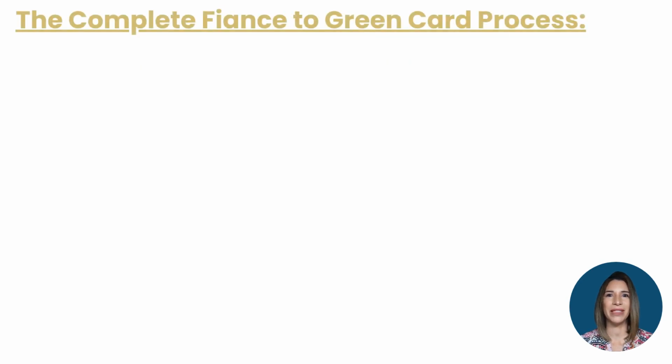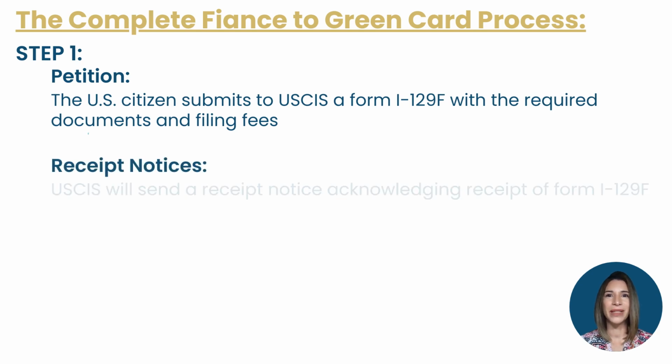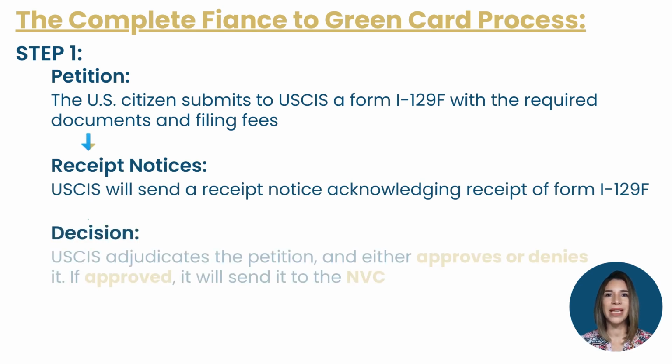The complete fiancé to green card process. Step 1. Petition. The U.S. citizen submits to USCIS a Form I-129F with the required documents and filing fees. Receipt notices. USCIS will send a receipt notice acknowledging receipt of Form I-129F. Decision. USCIS adjudicates the petition and either approves or denies it. If approved, it will send it to the NVC.